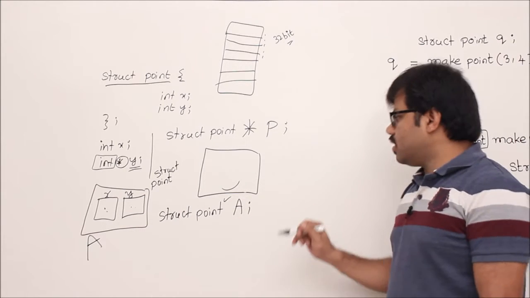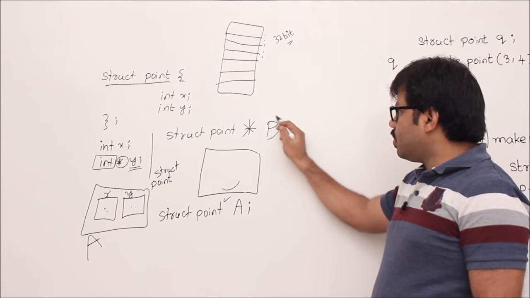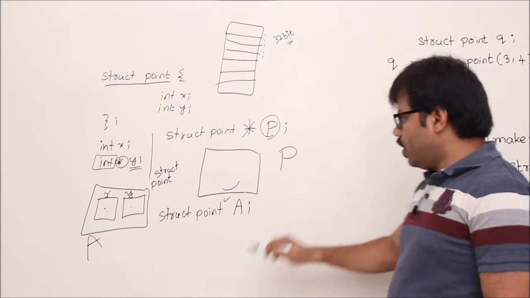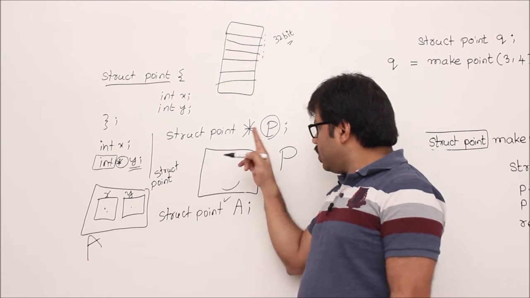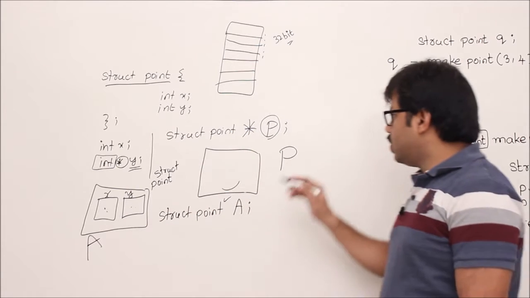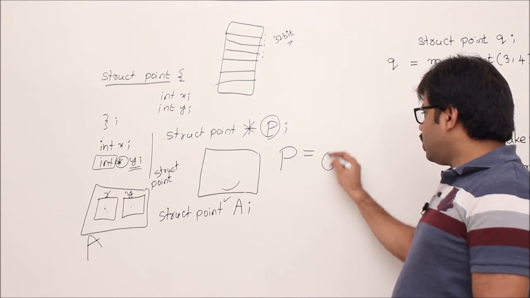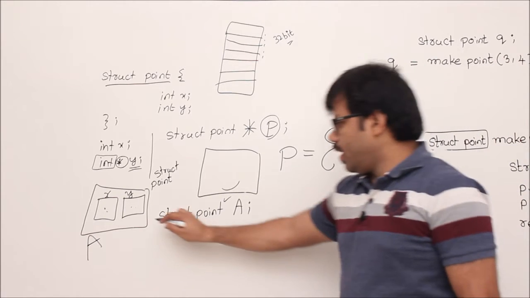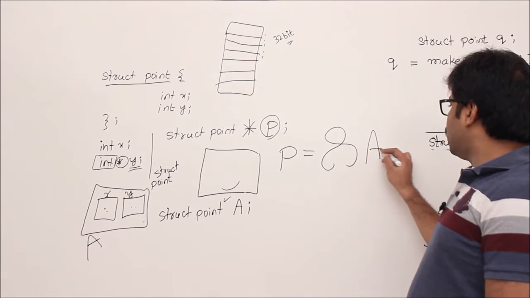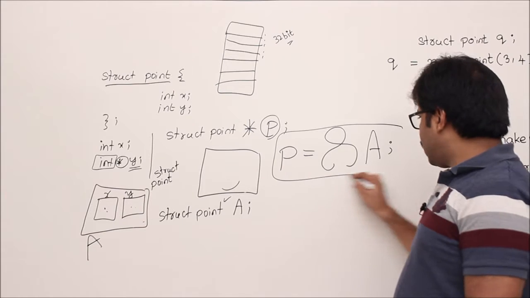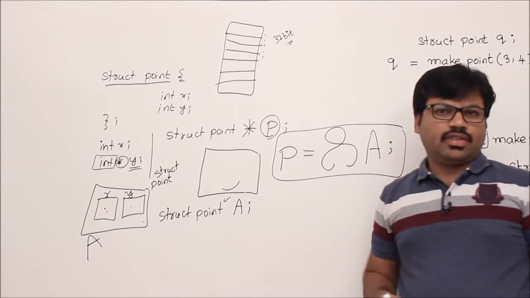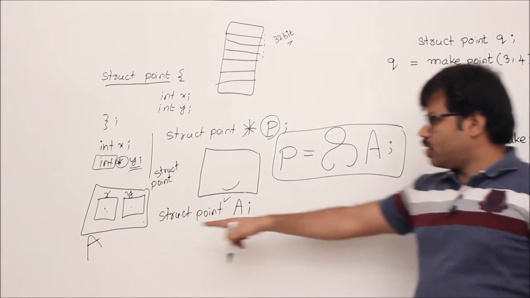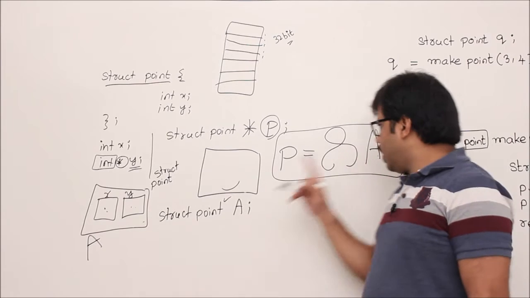Then further, the syntax is, do we have a pointer? Yes, p. Then link it to this box. How to link this struct pointer to this box is simple: p equal to address of, what is the box name? a. This is the syntax to link a struct pointer to a structure. Understand? So a is a real box, and this is its address.